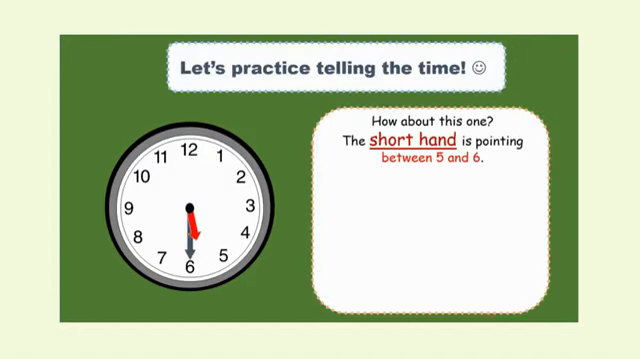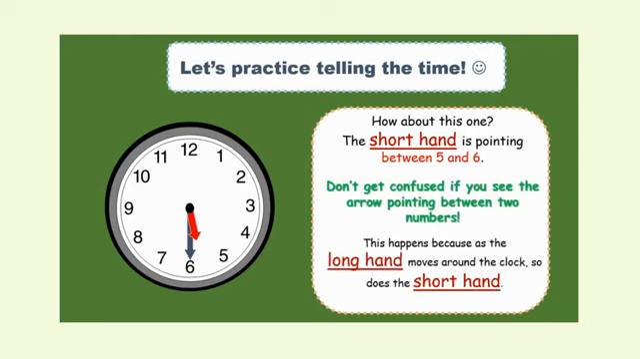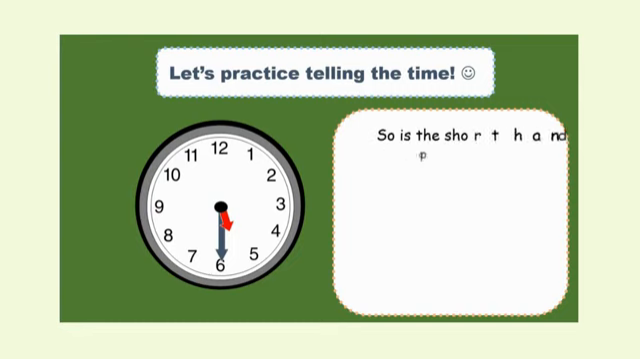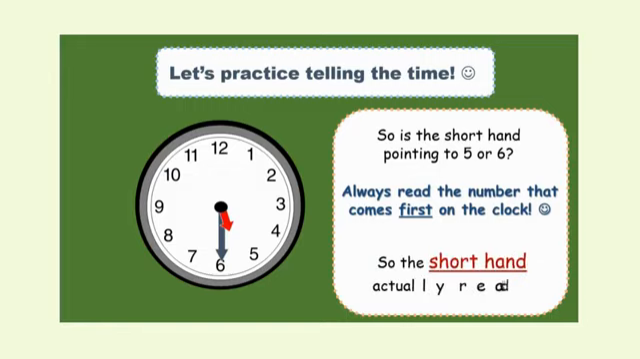How about this one? The short hand is pointing between 5 and 6. Okay, don't get confused if you see the arrow pointing between two numbers. This happens because as the long hand moves around the clock, so does the short hand. So is the short hand pointing to 5 or 6? Okay, always read the number that comes first on the clock. So the short hand actually reads 5.